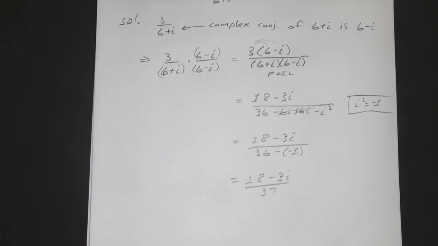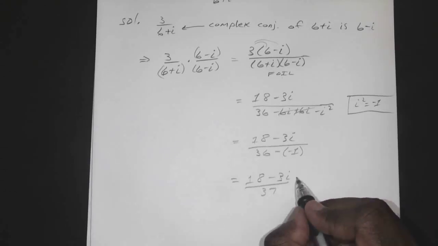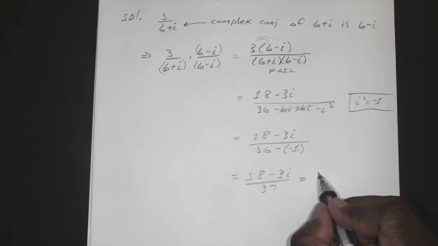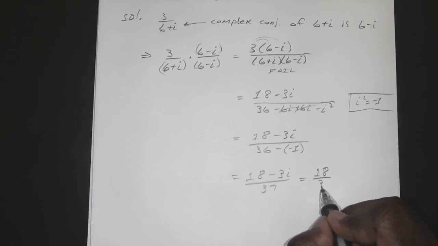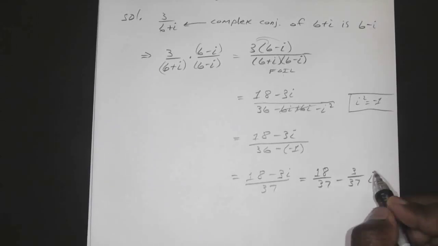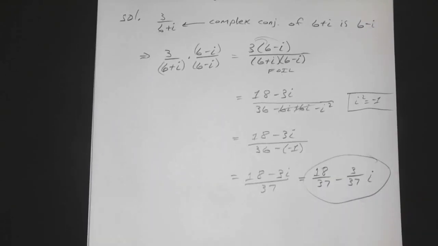Now with that one, they'll probably want it in a plus bi form. So you just separate it like you would any variable. Well, like you would a variable, since it's not a variable. So you have 18 over 37 minus 3 over 37i. Okay, and that would be your final answer.